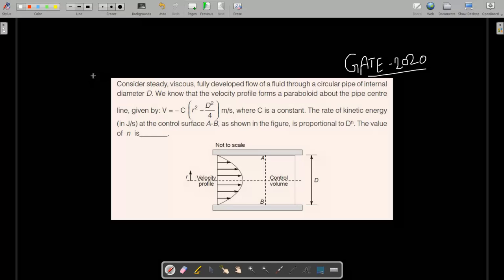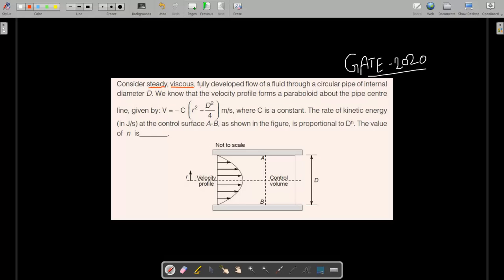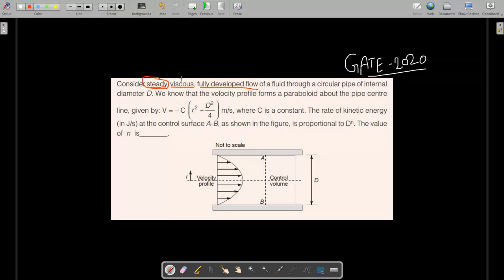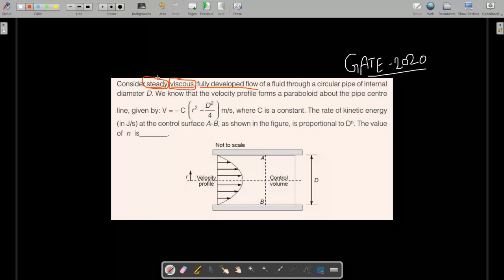So the question is, consider a steady, viscous, and fully developed flow. That means these three terms give that viscosity is there, so there should be a velocity gradient. Steady flow means no variation. Fully developed flow means there is no intermixing of the layers of the fluid flowing through the circular pipe with internal diameter d.